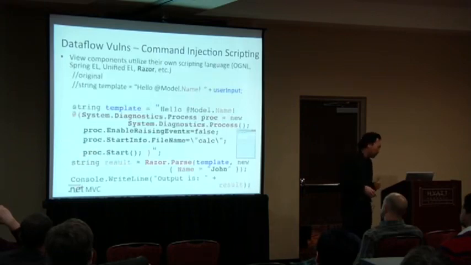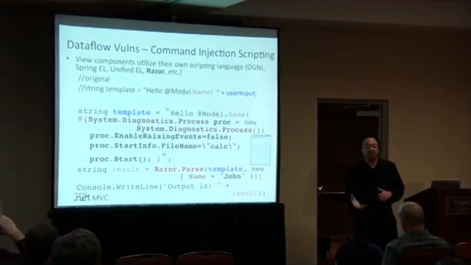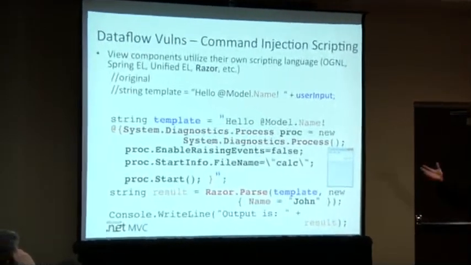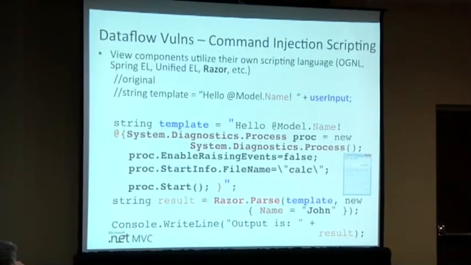Well, every scripting templating language has a way for you to call out and make system calls. So in this particular case with Razor, if you use the @ curly brace and embed C# code in there, you can now execute arbitrary system commands on the server that's being attacked. In this particular case, we're doing something very benign, calling the calc function, but you get the picture.